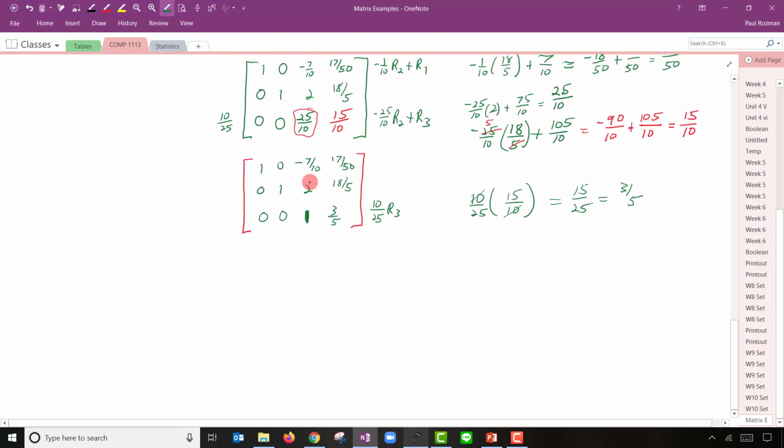Next, we want to get zeros here and here without messing up any of the stuff that we've already done. To accomplish that, I'm going to rewrite the last row because it's done. I know my last variable z equals 3/5. 0x plus 0y plus 1z equals 3/5. So z is 3/5.